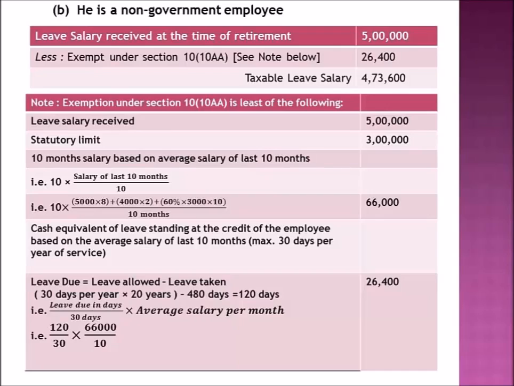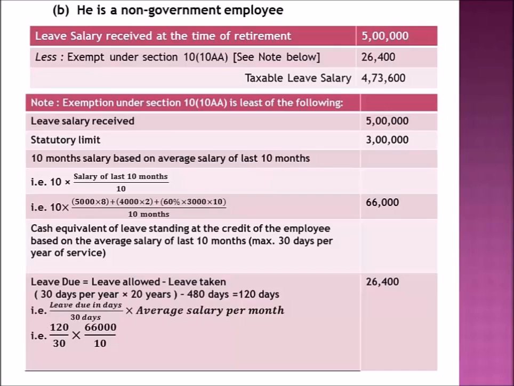Now the fourth condition. Cash equivalent of leave standing at the credit of the employee based on the average salary of last 10 months and maximum 30 days per year of service. And he was given 30 days leave every year. So he was in service for 20 years. So leave allowed to him was 30 into 20. That is 600 leaves were allowed.